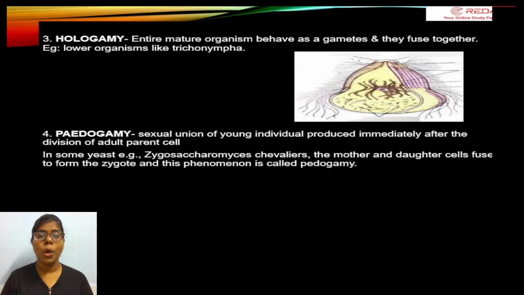Next type is hologamy. Hologamy means the entire mature organism fuses together. Here I have given a Trichonympha. This is a Trichonympha. So the entire mature organism behaves as a gamete. They take themselves as a gamete form and they will go and fuse with another one. So mostly lower organisms will have this type of reproduction. Lower organisms like Trichonympha, where the entire organism acts as a gamete. Gametes are usually produced by the organism, but here the gamete itself is the organism.